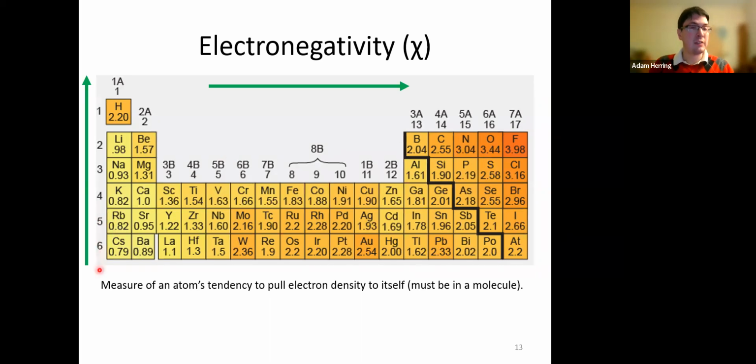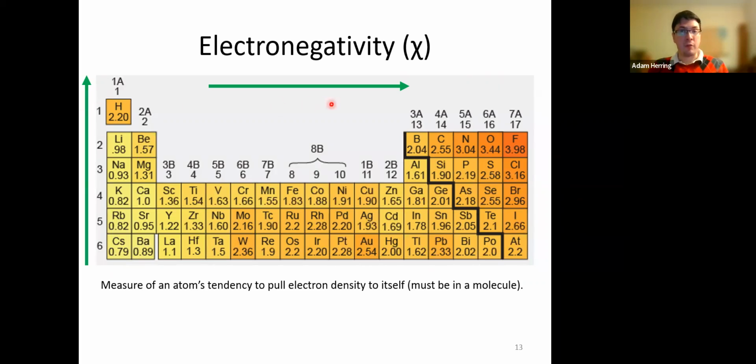Electronegativity increases as we go up a group, and it increases as we go across the periodic table from left to right. The reason for this is because the elements higher up in a group are smaller, and they are able to pull the electrons more closely to them because they have a smaller distance between the nucleus that has the positive charges and the electrons.